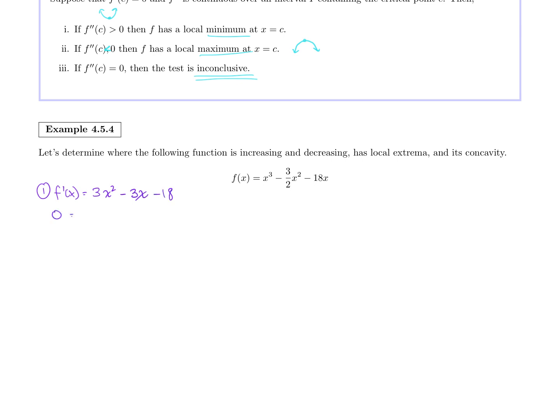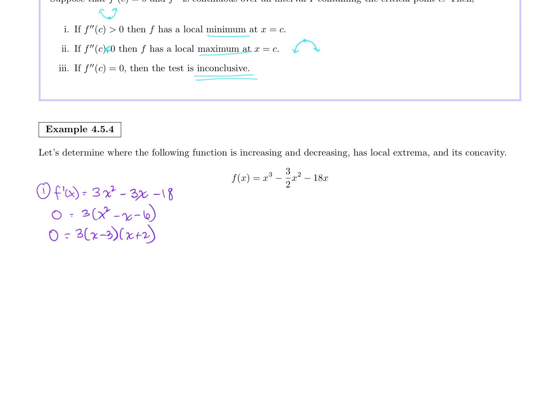When we set this one equal to 0, we can factor out the 3. We have x squared minus x minus 6. So it multiplies to give us negative 6, and adds to give us negative 1. Well, that would be minus 3 and plus 2.